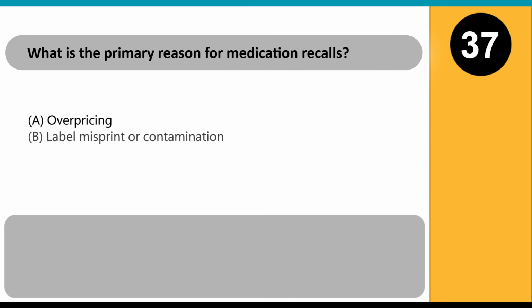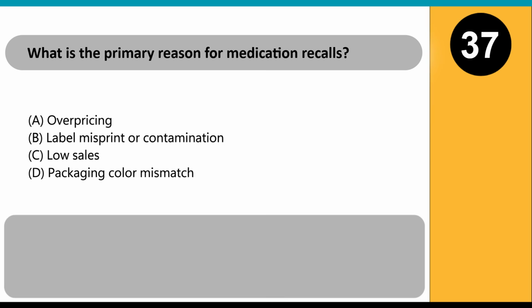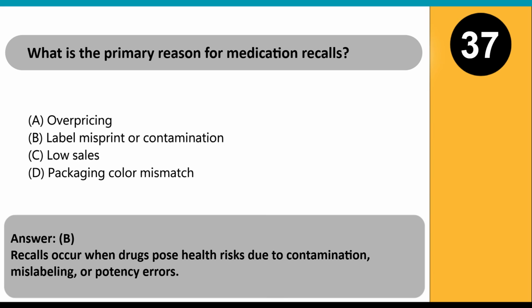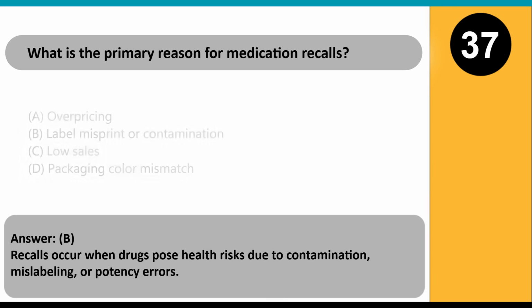What is the primary reason for medication recalls? A. Overpricing. B. Label misprint or contamination. C. Low sales. D. Packaging color mismatch. Answer, B. Recalls occur when drugs pose health risks due to contamination, mislabeling, or potency errors.